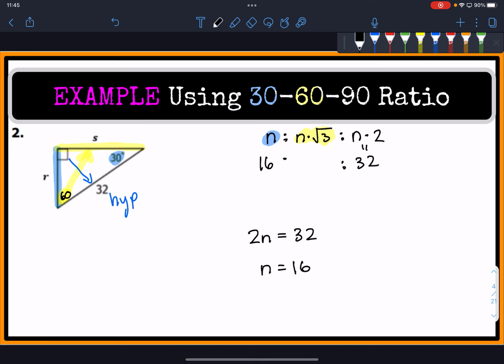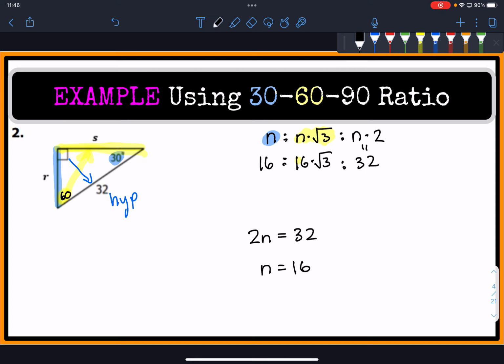And to figure out the value of the longer side, this one right here, now that I know that n is equal to 16, I'm going to multiply that 16 by the square root of 3. So 16 times the square root of 3, which again does not simplify because the 16 is on the outside of the radical and the 3 is on the inside. So that doesn't simplify, and that's going to be the length of this yellow side right here.